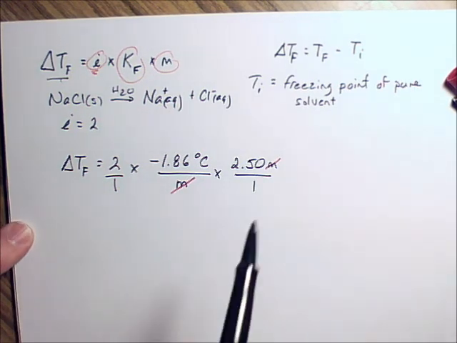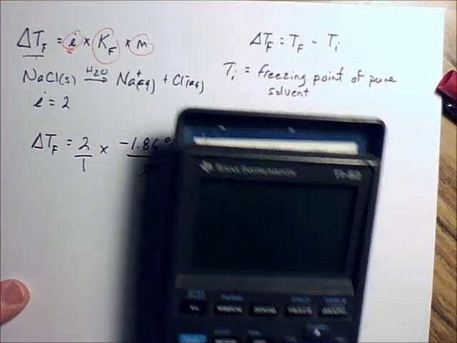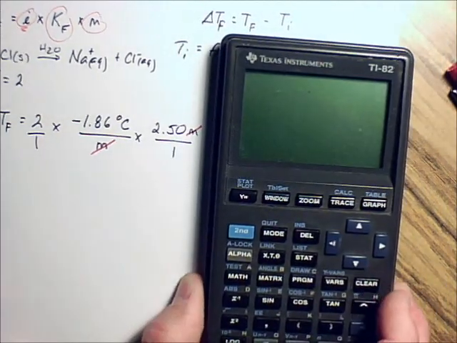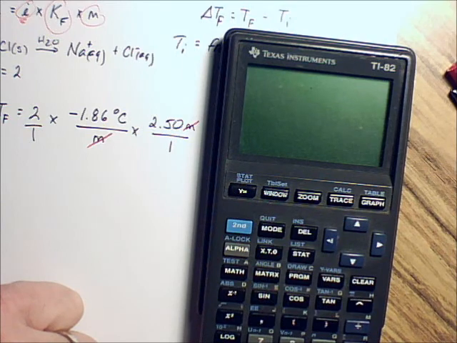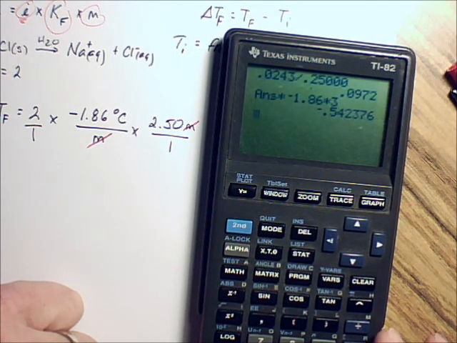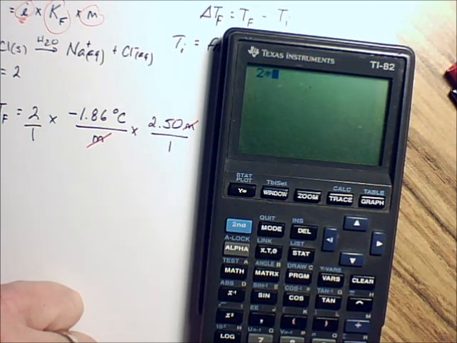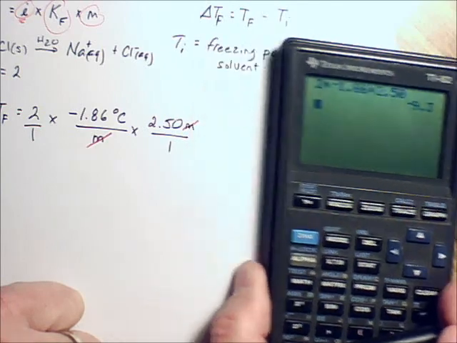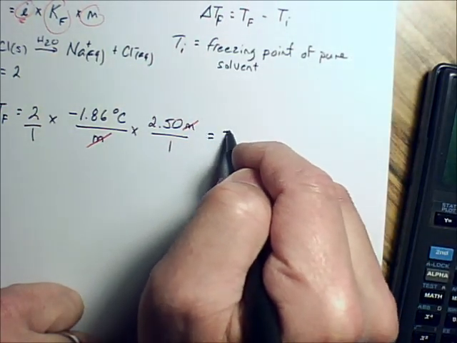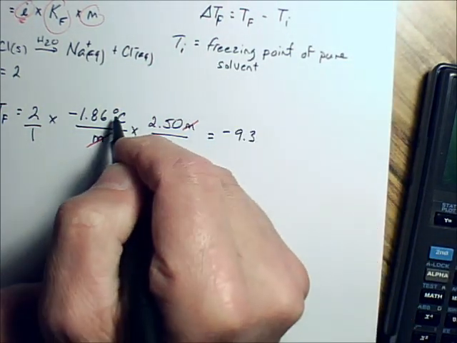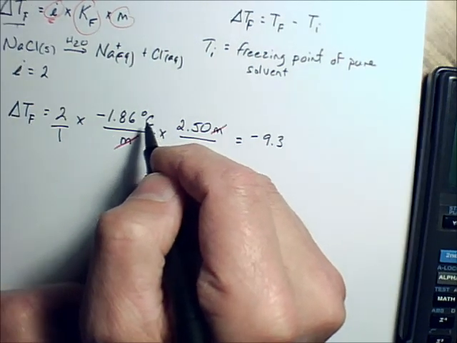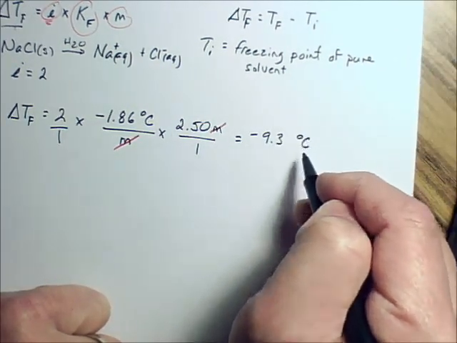Alright, so now we're ready to get out the calculators and plug in the numbers. So 2 times negative 1.86 times 2.50. Okay, negative 9.3 is what the calculator says. The units of measurement I have left are degrees C.